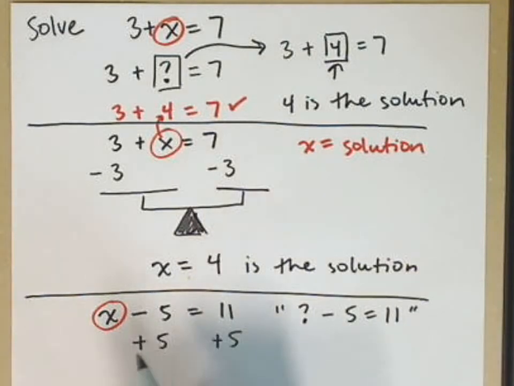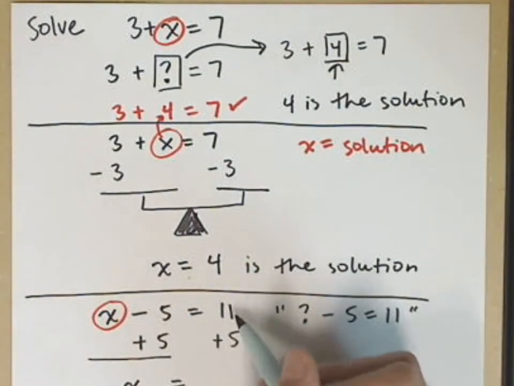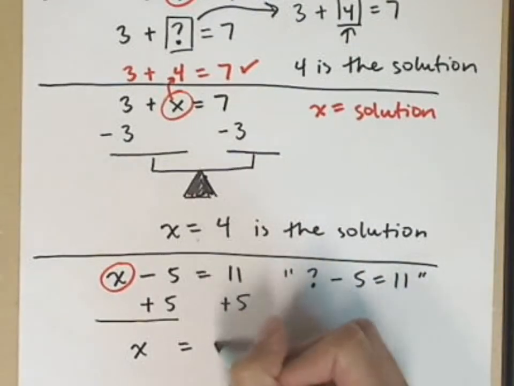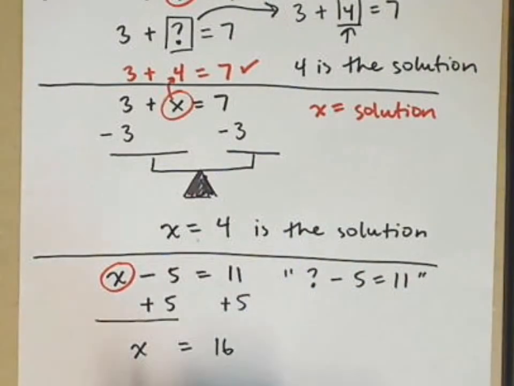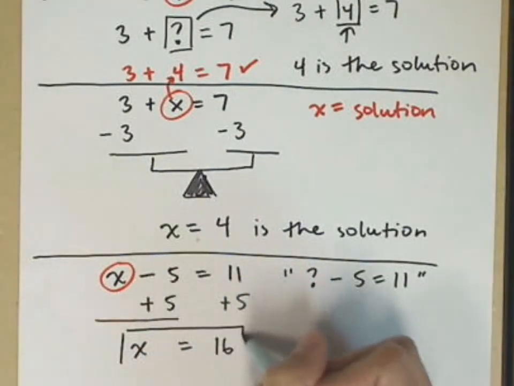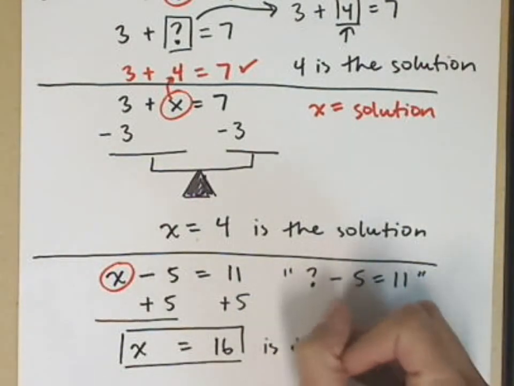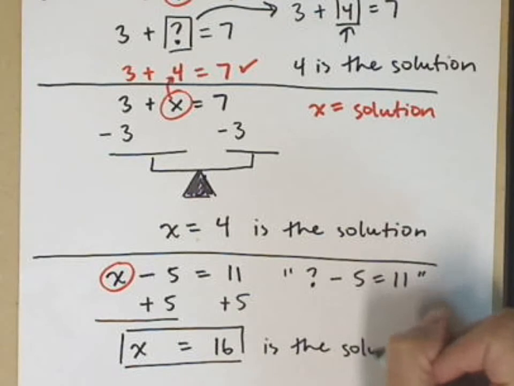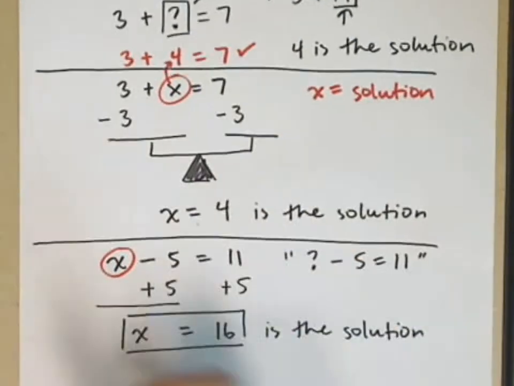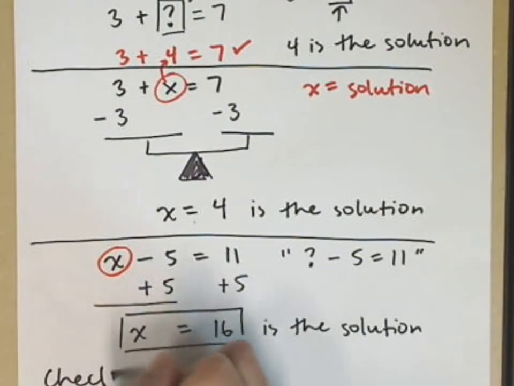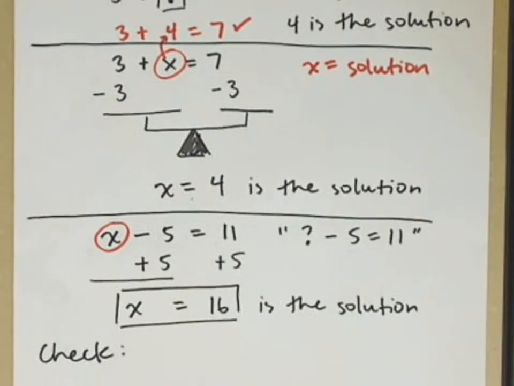Now I simplify. On this side, negative 5 plus 5 is 0, so that's gone, and I'm left with the x. On the right-hand side, 11 plus 5 is 16. My x is isolated, so what I'm looking at is the solution. x equals 16 is the solution. Let's check it. Some of you guessed at this one already, and hopefully you guessed right.